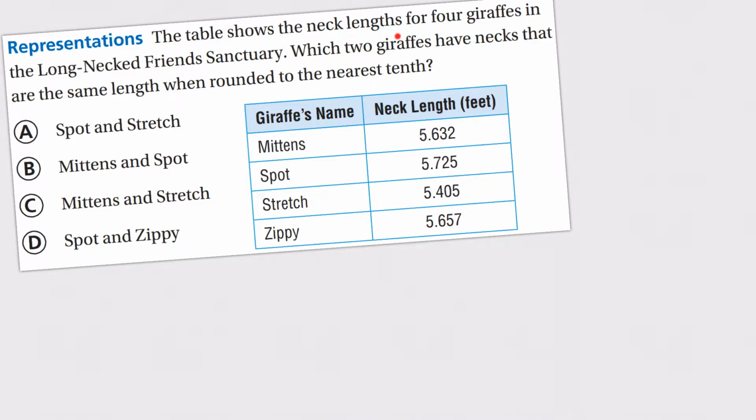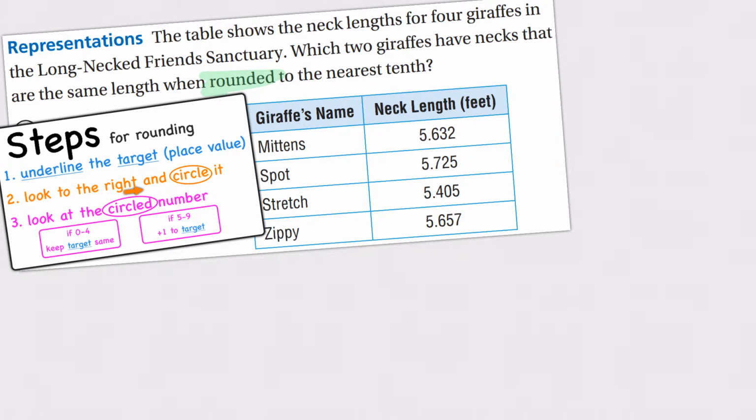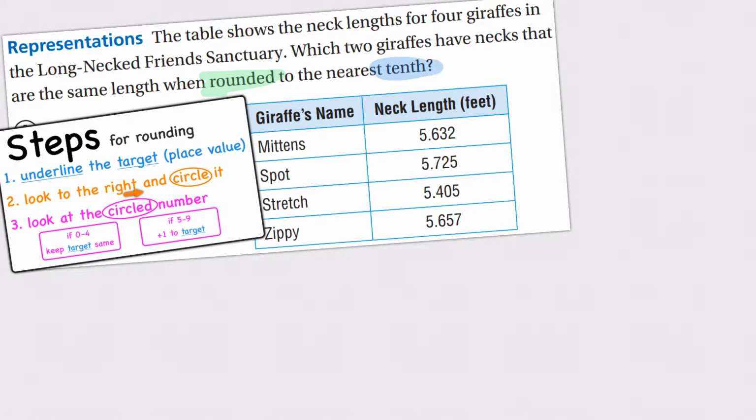The table shows the neck lengths for 4 giraffes in the long-necked Friends Sanctuary. Which 2 giraffes have necks that have the same length when rounded to the nearest tenth? Well, I noticed this was a rounding question, so I'm going to need my rounding steps. I also noticed that it said the tenth place. That's where we're going to round to, so that'll be our target for each number. And we're going to be looking for which 2 giraffes have the same length after we round them.